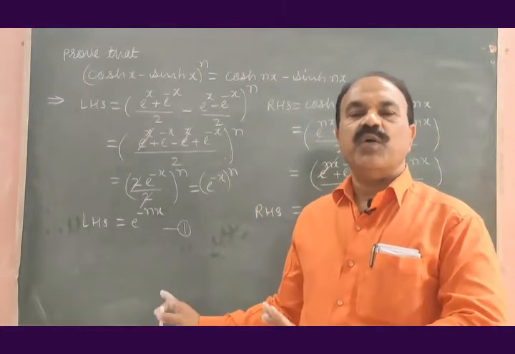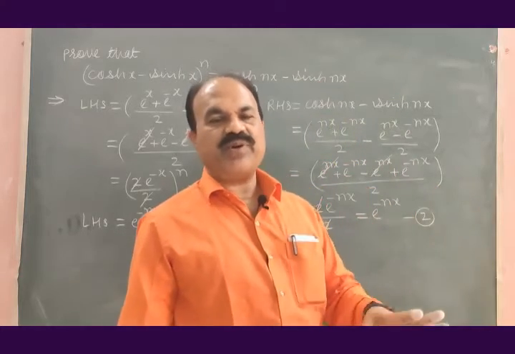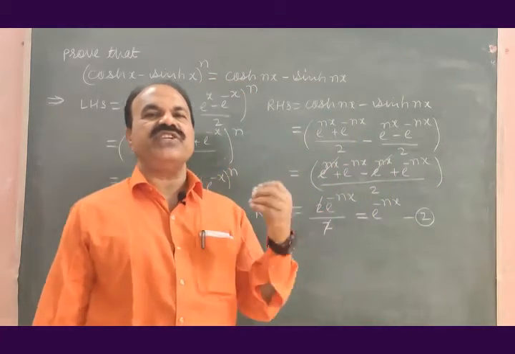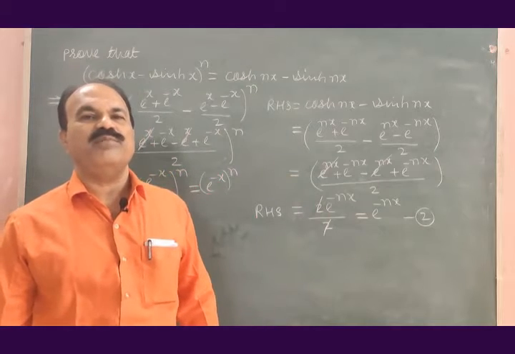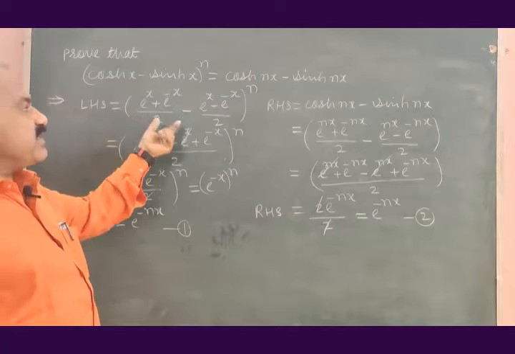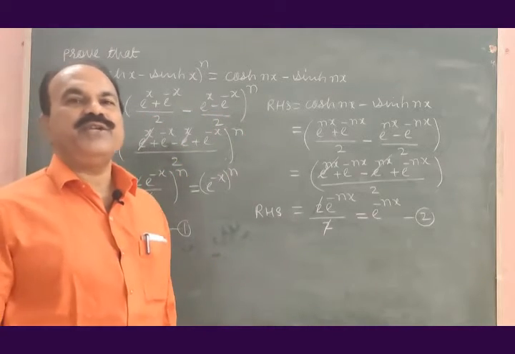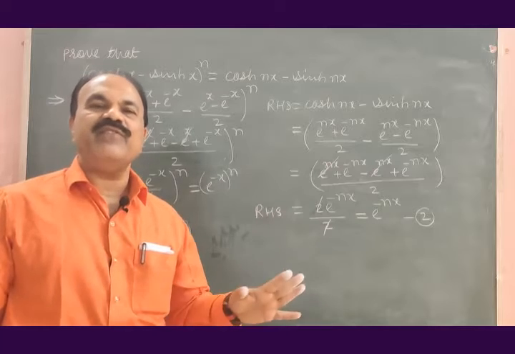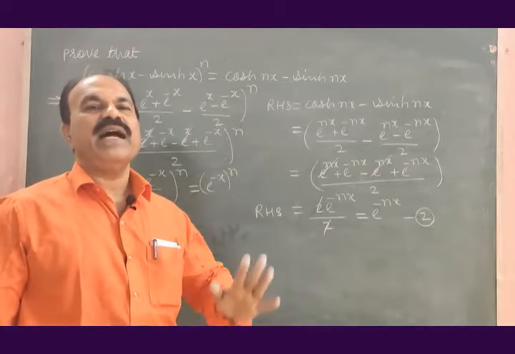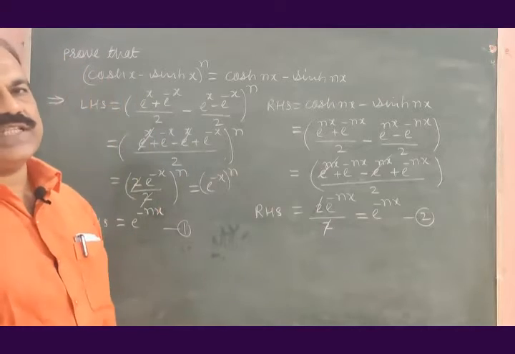This is proved. You can consider each property, each hyperbolic function given yesterday, as a problem, taking the value of cos hyperbolic this, value of sin hyperbolic this. You can try to verify each of the hyperbolic functions. So this is about proof of this problem.